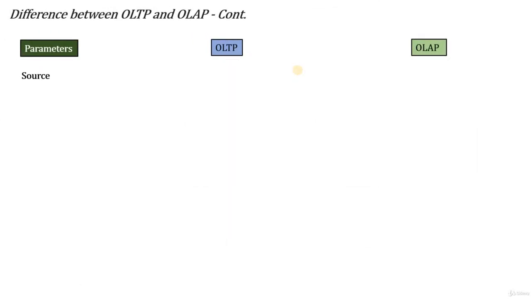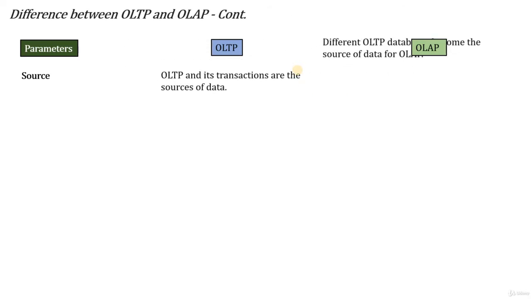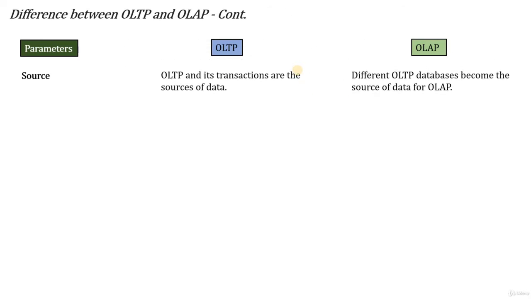The next parameter is source. For OLTP, the sources of the data are the transactions. That means the end users who put in the information are the source for OLTP, but different OLTP databases are the sources for the OLAP.